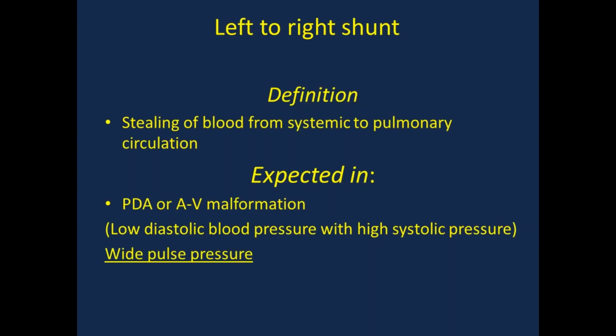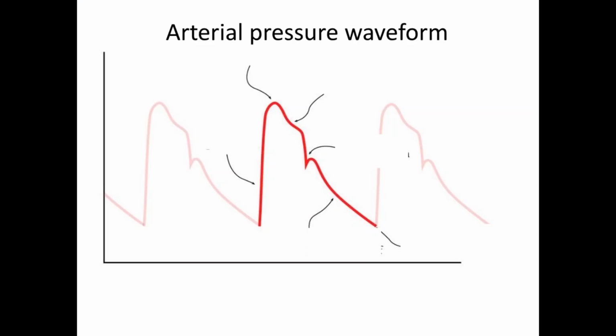You have decreased diastole, but at the same time decreased systole with maintained pulse pressure. Now we need to know how to assess the arterial waveform. So the arterial waveform that you have on the screen every day if you have a baby with continuous monitoring or invasive monitoring of arterial blood pressure. So that's actually the structure of the waveform.